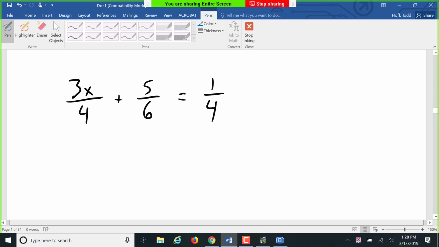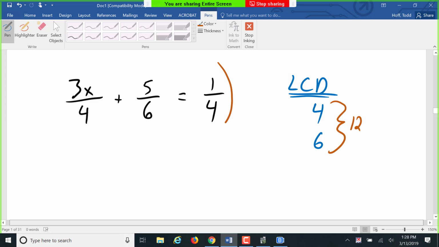Or I could get rid of the fractions. What's my least common denominator for all those denominators? Well, I only have 4 and 6 as my only denominators. What would my least common denominator be for those? 12. So what I can do is I can multiply this whole equation by 12.